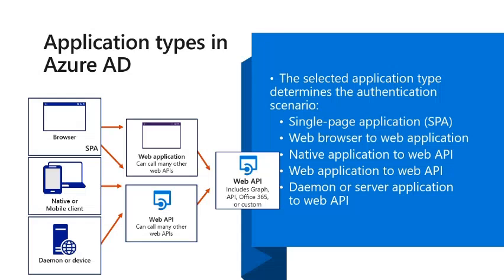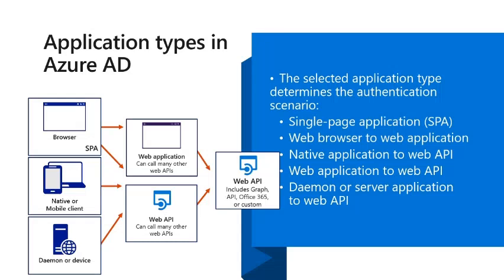Native application to web API. A native application that runs on a phone, tablet or PC needs to authenticate a user to get resources from a web API that is secured by Azure Active Directory. Web application to web API. A web application needs to get resources from a web API secured by Azure AD.